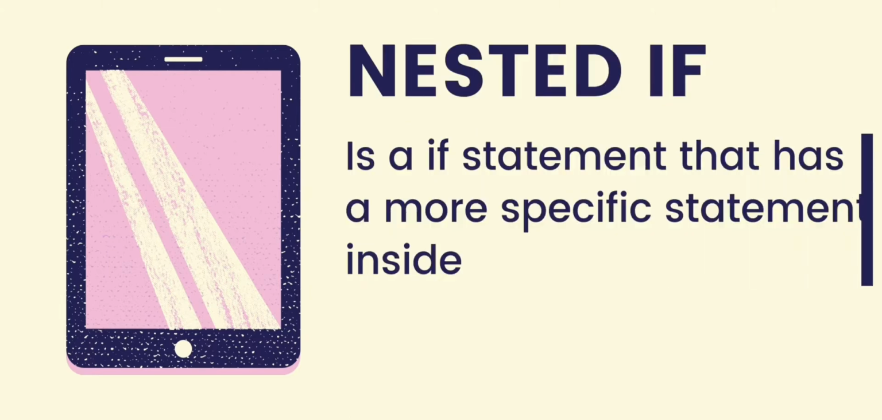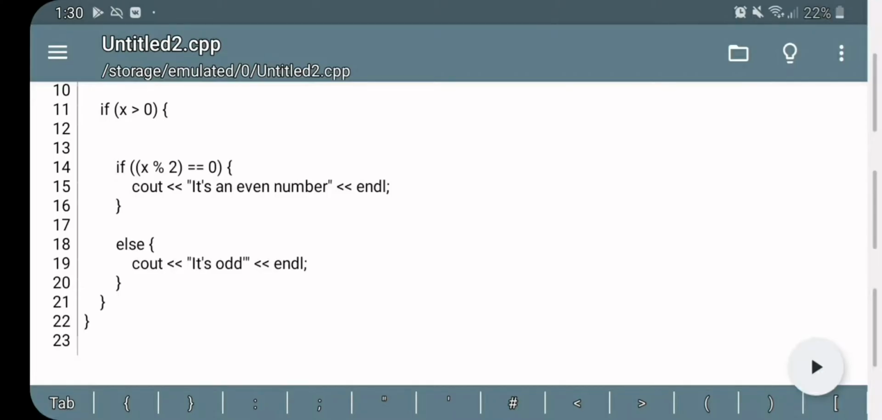So next is nested if. A nested if is an if statement that has a more specific statement inside, meaning it's a condition inside a condition. For example, in here we have a program wherein if x is greater than 0, it will be evaluated with the next condition, which is if the variable x is divided by 2 and the remainder is 0, it will display the text it's an even number. But if not, then it will display the text it's odd.